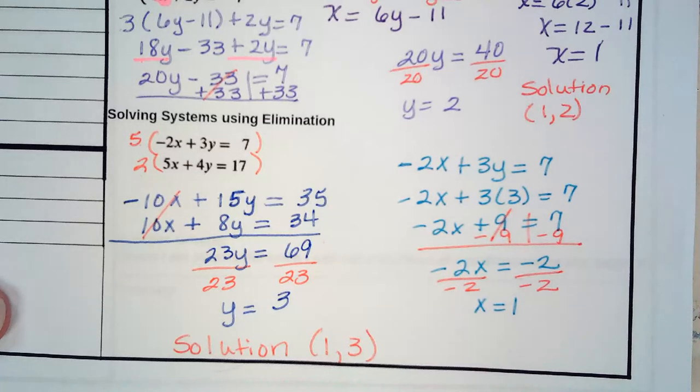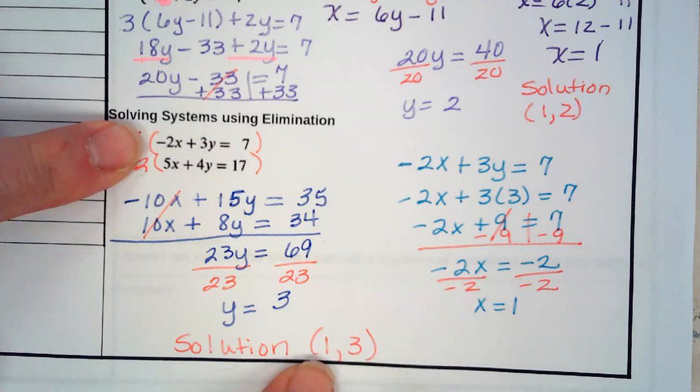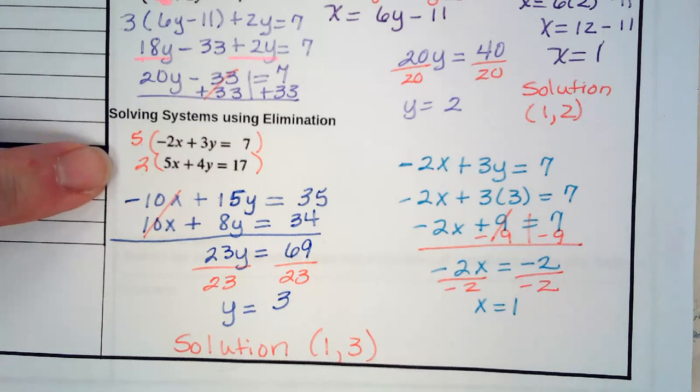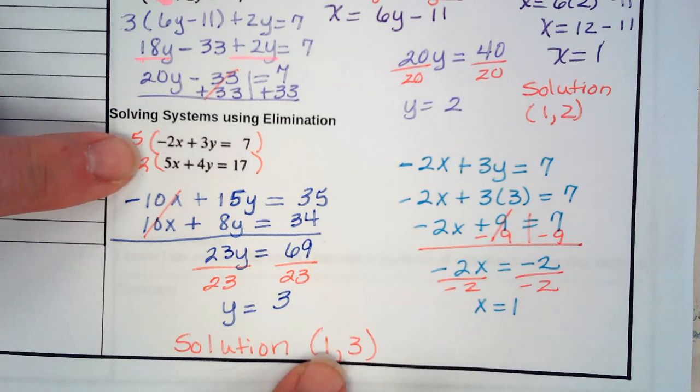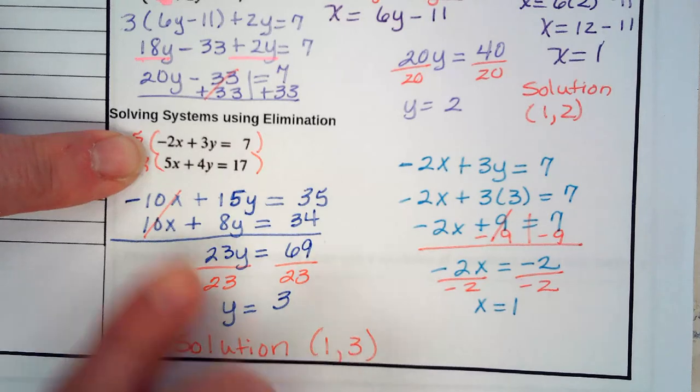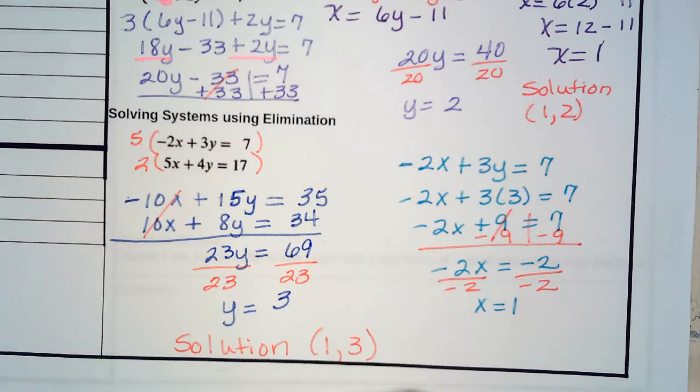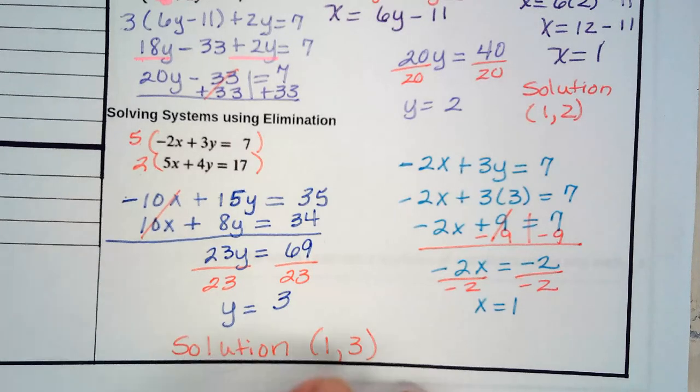How do I check? Well, I substitute back in. So I've got negative 2 times 1 is negative 2, plus 3 times 3 is 9. Negative 2 plus 9 is equal to 7. For the second one, 5 times 1 is 5. 4 times 3 is 12. 5 plus 12 is 17. I've checked with both of my equations. That is my solution.